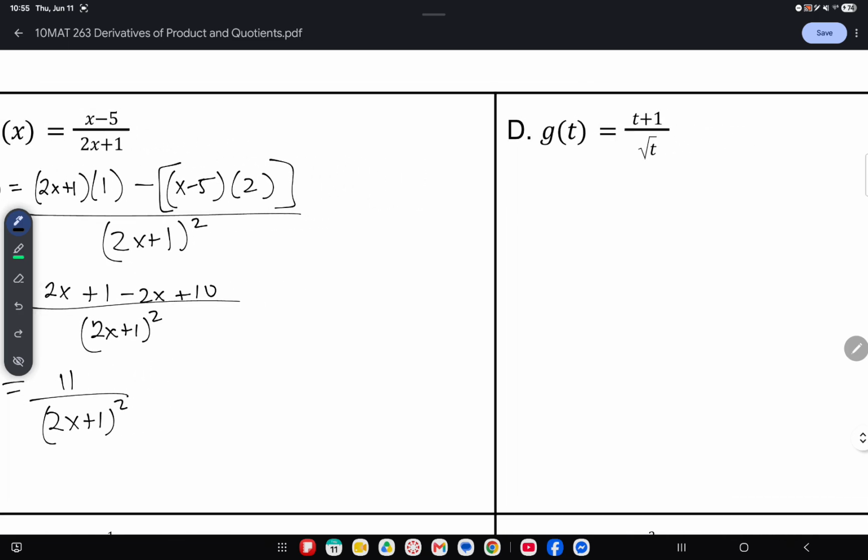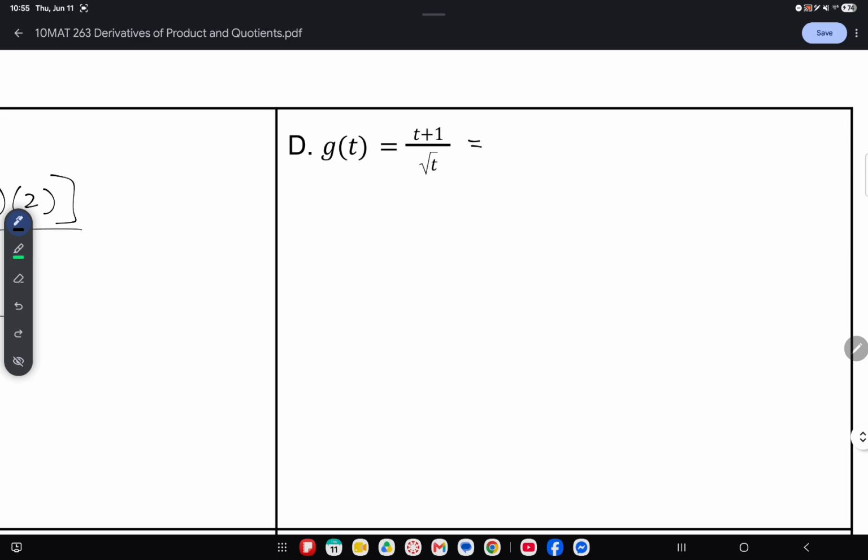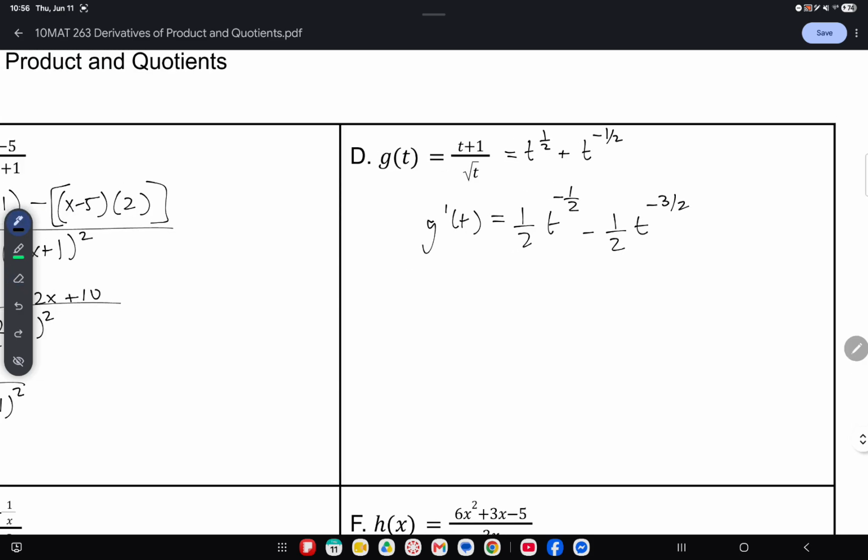And for here, same thing. I have one term in the denominator, so maybe I could simplify, because 1 minus 1/2 is just 1/2. And then we can make that t to the -1/2, so that the derivative is 1/2 t to the -1/2 minus 1/2 t to the -3/2. And that was a little bit more efficient and quicker than if I did quotient rule, right?